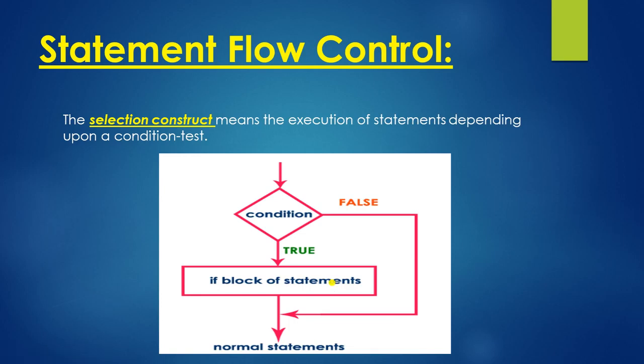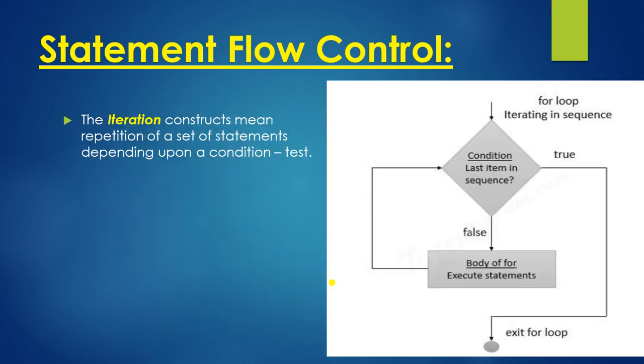You can apply this selection statement in your daily life also. For example, if the traffic signal light is red, then stop. If the light is yellow, then you have to wait. If the signal is green, then you have to go. So you can link it with a real life example also.